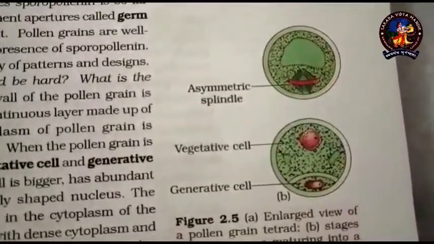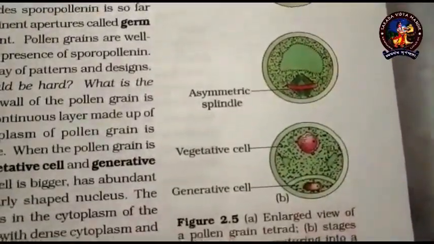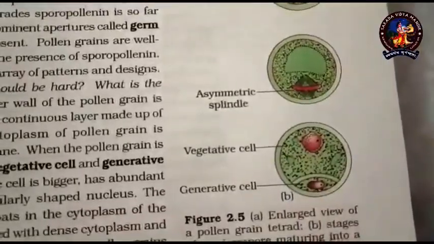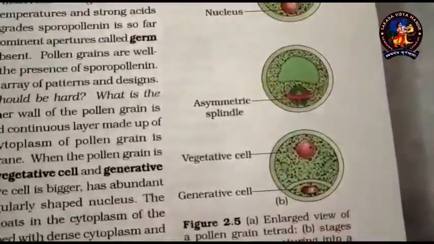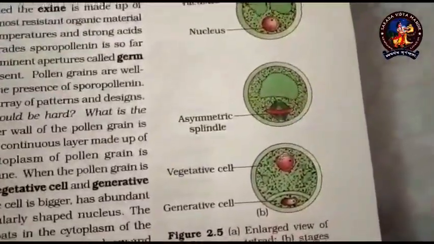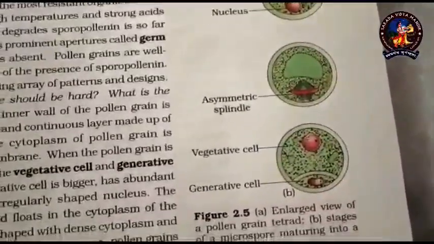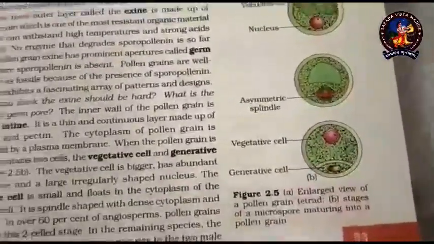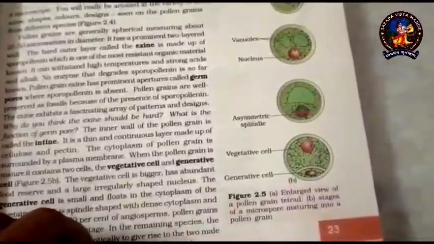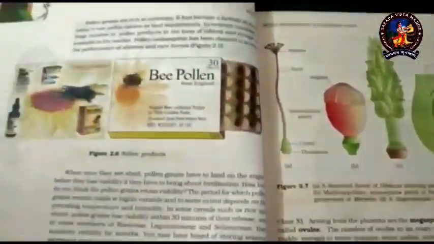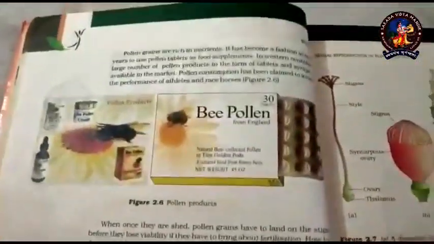But in some cases, it has also been noticed that the generative cell undergoes a second mitotic division before it is released. So that is called a three-celled condition. The pollen grains sometimes can cause allergic reactions. The viability period of the pollen grains also differs from plant to plant.